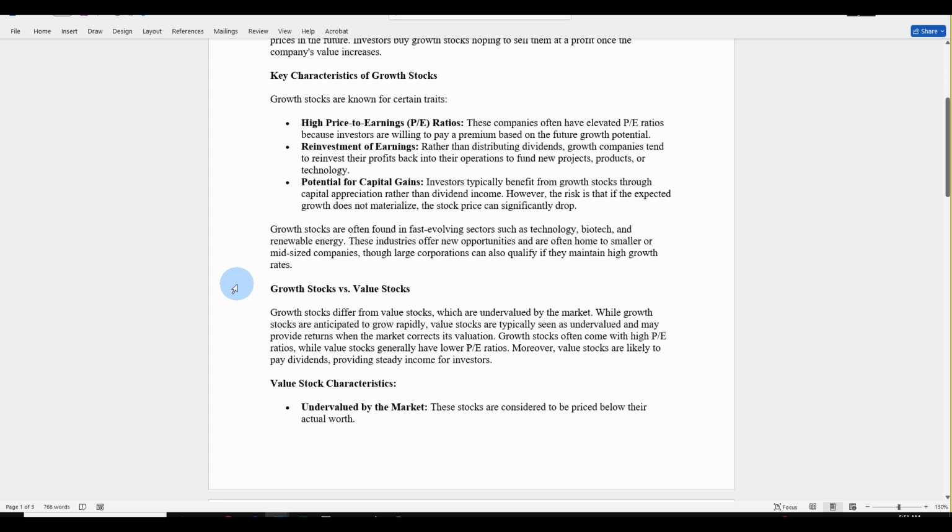Growth stocks are often found in fast-evolving sectors such as technology, biotech, and renewable energy. These industries offer new opportunities and are often home to smaller or mid-sized companies, though large corporations can also qualify if they maintain high growth rates.